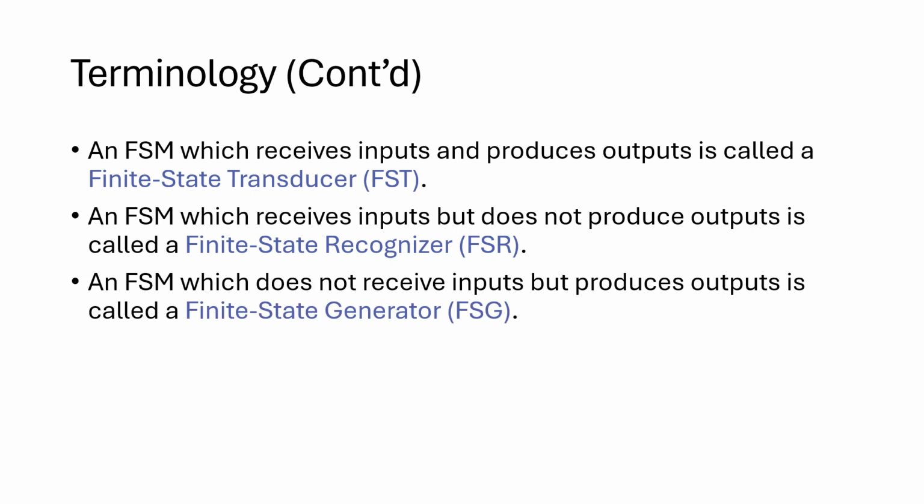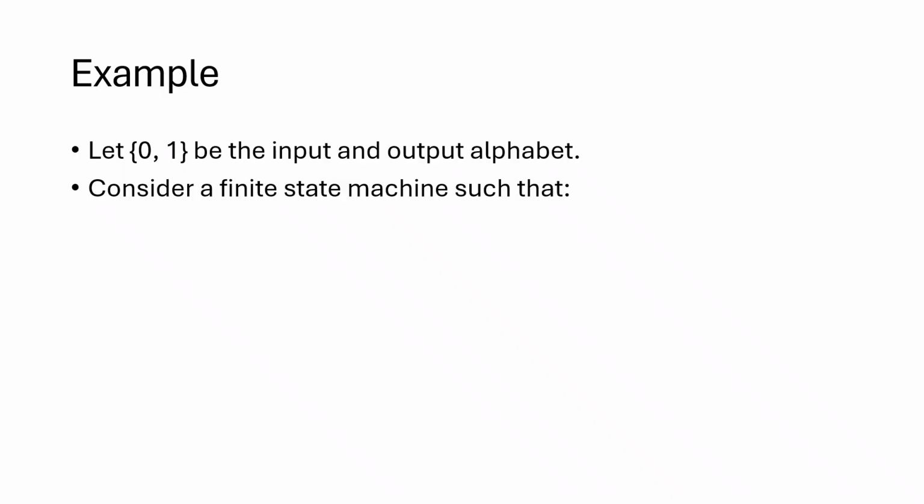And finally, there is a third type that we do not talk about here, but I just wanted to draw your attention to it. These are called finite state generators, where they don't receive any input, but they produce outputs. We will not talk about this third type in these videos. All right, now here's my first example with more detail.